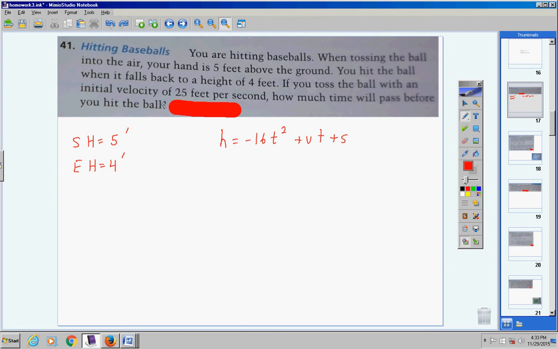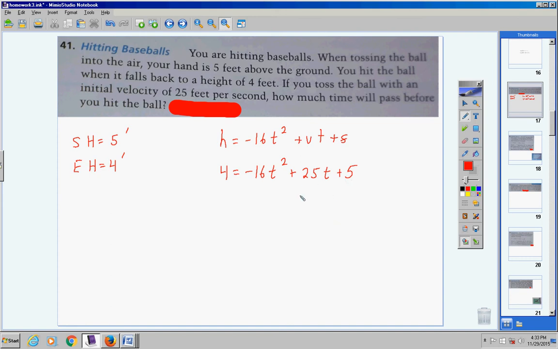Okay, so here we go. My ending height is 4. My velocity, now remember, if you toss it upward, positive velocity. If you toss it downward, negative velocity. He tosses the ball upward, okay? 25 feet per second. So put a 25 for V, then put your t. And your initial starting height for S is 5.